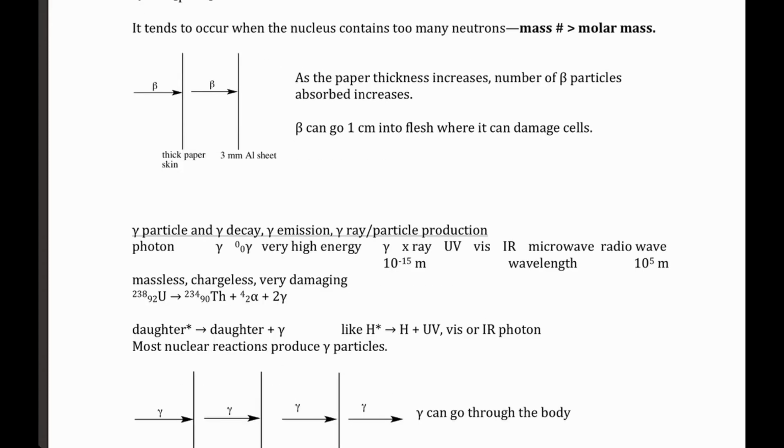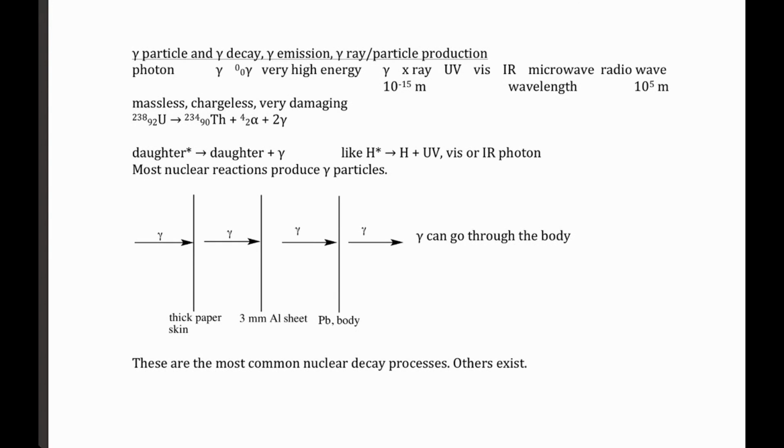Okay, our last type of process that is one of those 3 is gamma particle production, which could be called gamma decay, gamma emission, gamma particle production, maybe gamma ray particle production. Turns out it is a photon, a very, very high energy photon, being that it has no protons, no neutrons. It has 0, 0 for both of those two.